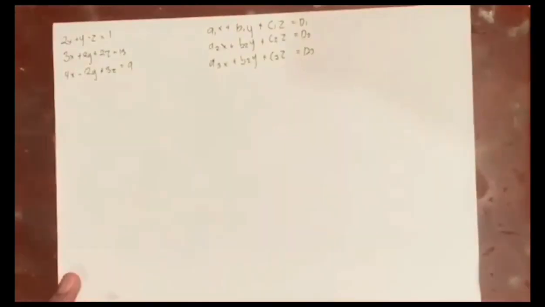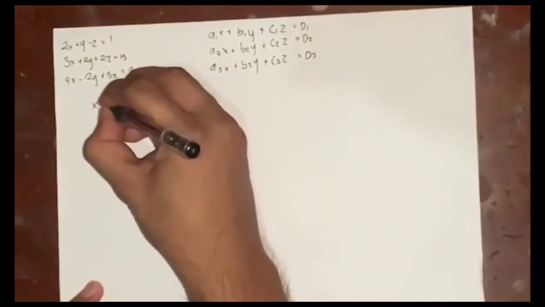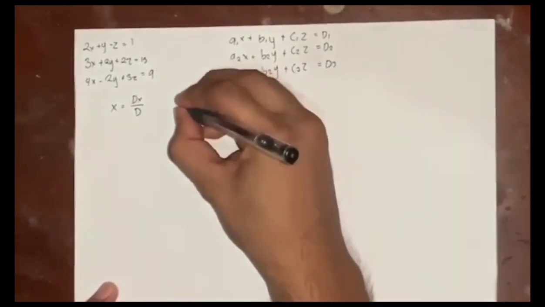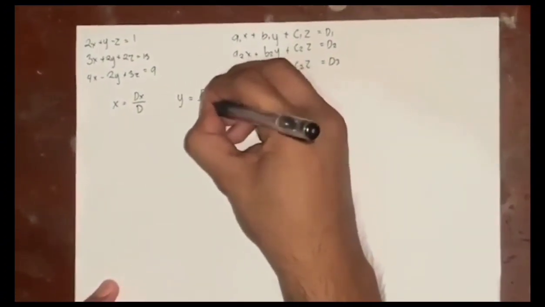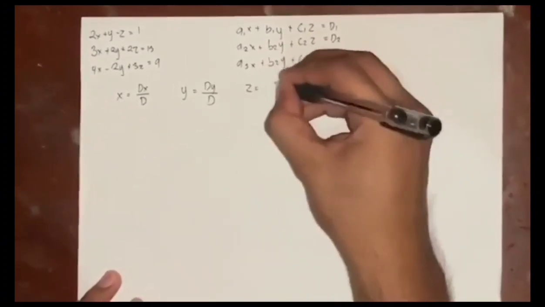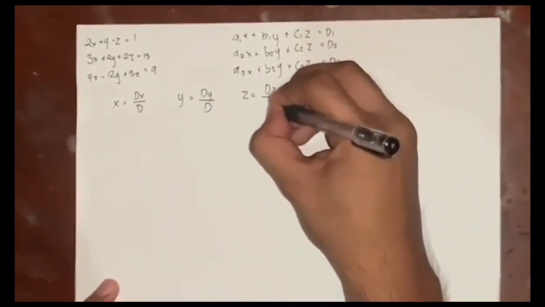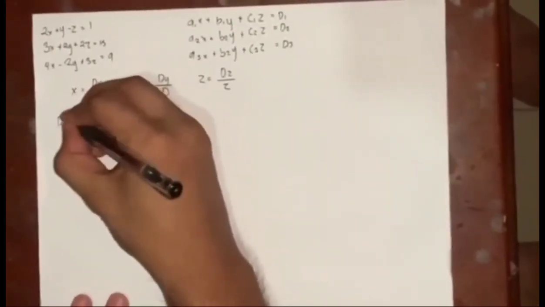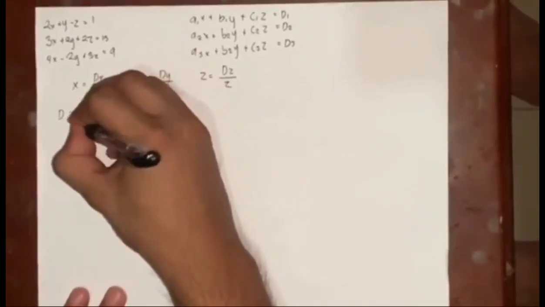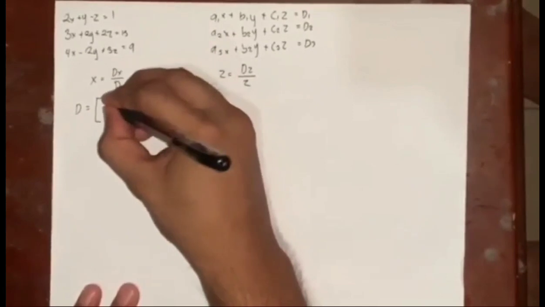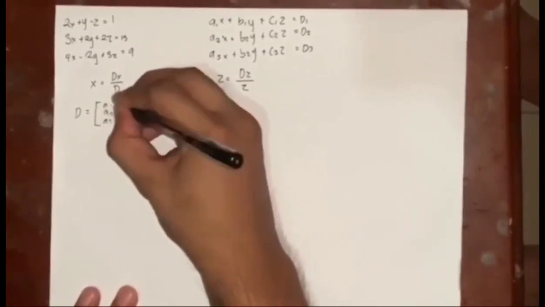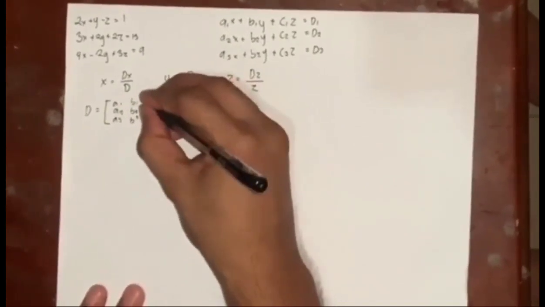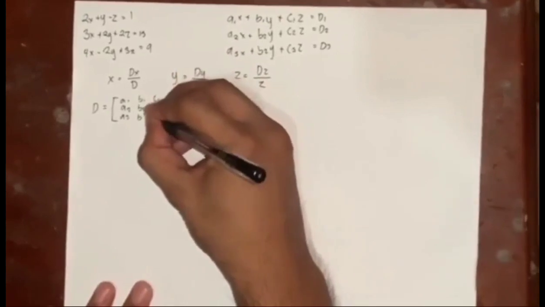X is equal to dx over d. Y equals dy over d. Z equals dz over d. The formula of D is equal to A1, A2, A3, B1, B2, B3, C1, C2, C3.